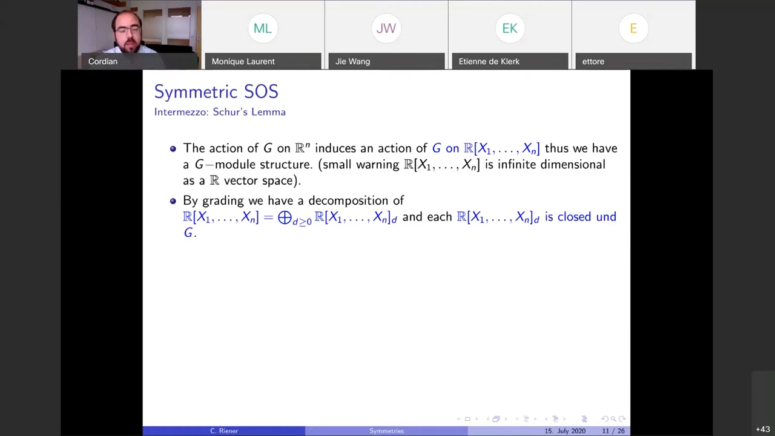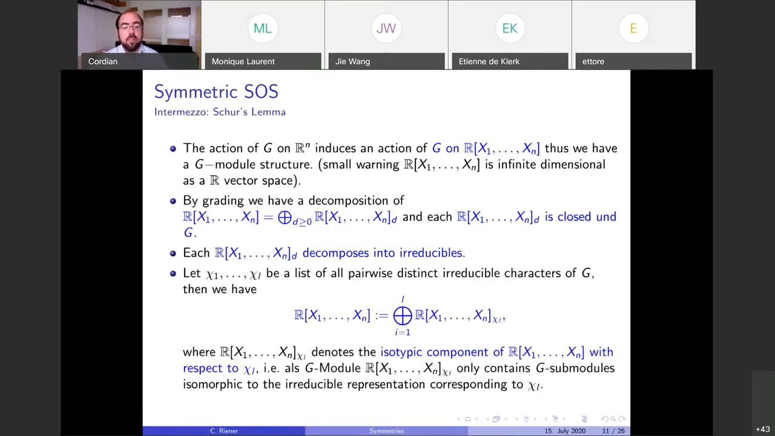the grading that we have by degree. First of all, we can take a decomposition with respect to the grading, and all of those parts will be closed under the group action, so the homogeneous parts will be G-modules of their own. And now, by Maschke's lemma, we saw last week that each of them decomposes into irreducibles. Summing this up, we get a finite list of pairwise distinct irreducible characters of my group G, which I now call chi_1 to chi_l. Then our polynomial ring just decomposes as a direct sum of those irreducible representations.